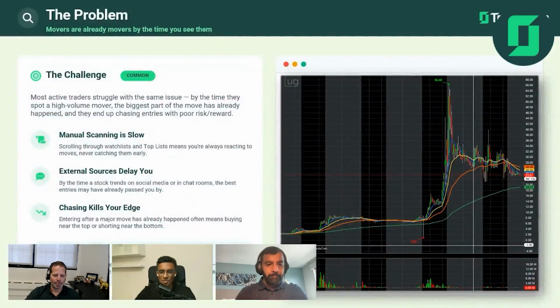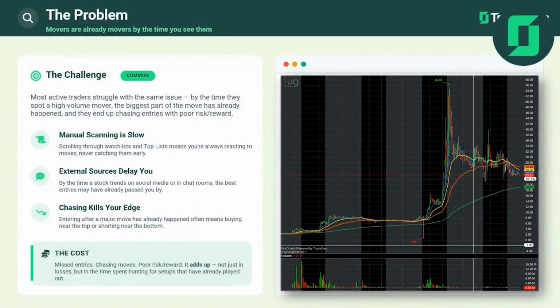So it is the issue most traders struggle with, and I'm including myself in this. This was built, for very selfish reasons, to solve my problems when it comes to trading these small caps. And we'll talk about other uses of the scanner in just a second.